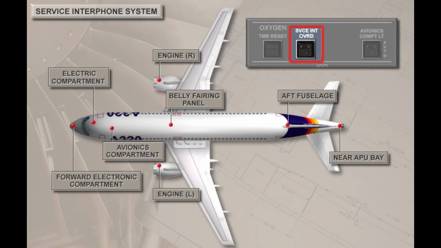On the overhead service interphone panel is a push-button switch, normally left in the auto position. This allows the system to be used when the aircraft is on the ground. When the aircraft is raised off its landing gear, the service interphone system may be used if this push button is selected to the on position.